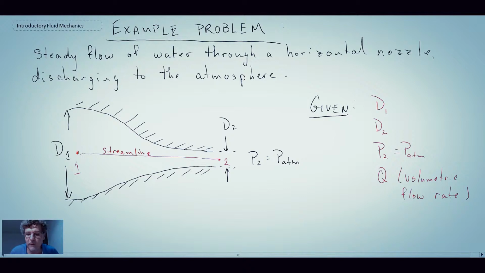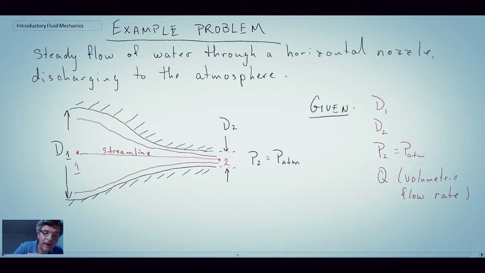If we were to do flow visualization of this nozzle, we'd probably have other streamlines doing things like this. And we could apply Bernoulli to those as well, provided that they're not too close to the wall, but we won't be doing that. We'll only be looking at the one going right down the middle. So that's the one that we'll be taking a look at in this example.